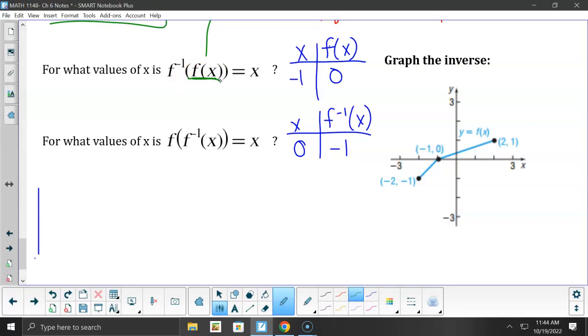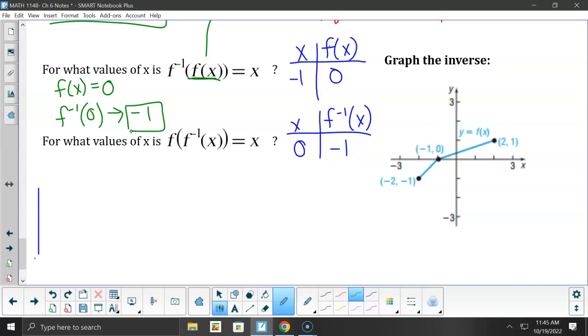So what does f of x equal again? 0. And then I've got to find f inverse of 0. What does f inverse of 0 equal? Okay, -1. So you're plugging in the x value of 0 and it spits out a -1. Doesn't that kind of lead me right back to where I started? It's like the song that never ends. Just circles around and around and around.